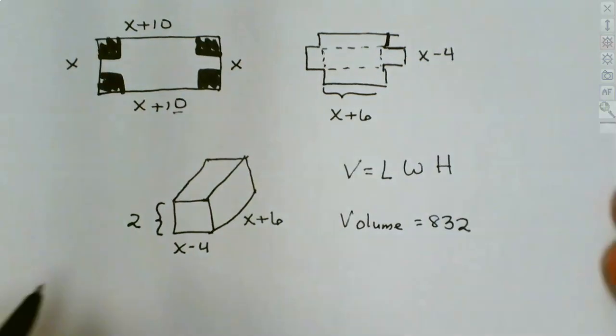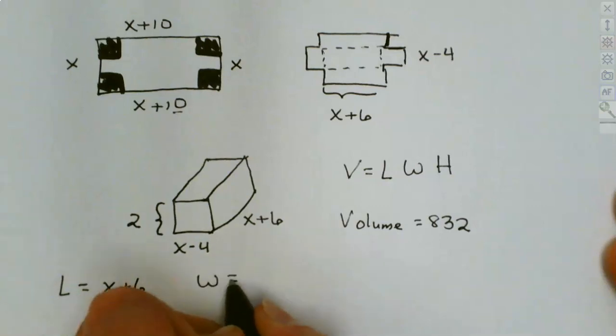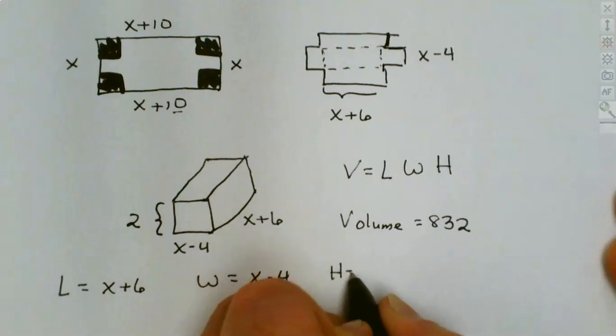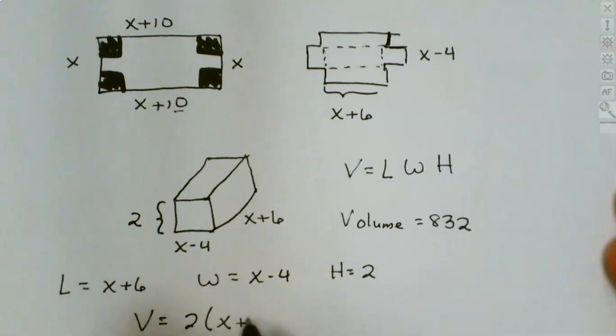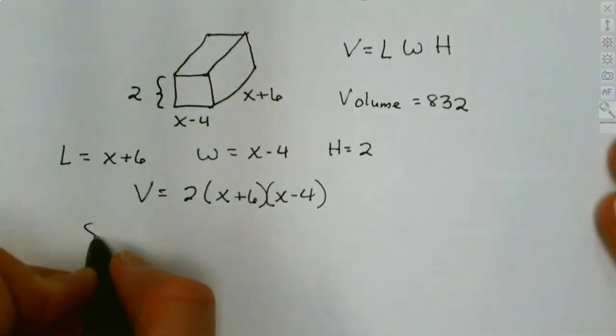So what do we know about our pieces? Our length is going to be x plus 6. Our width is x minus 4. Our height, h, is 2. And so then our volume, V, would be 2 times (x plus 6) times (x minus 4). And that is still going to equal now your 832.